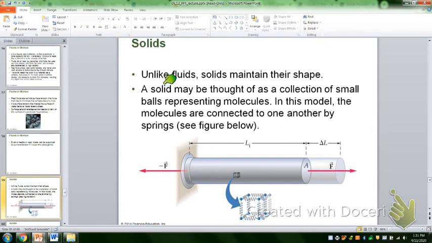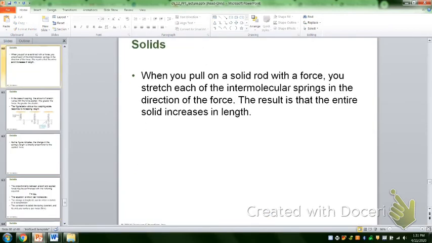A solid may be thought of as a collection of small balls representing molecules. In this model, the molecules are connected to one another by springs. So they're basically saying you've got all these little molecules, and you can think about them as being attached by a spring. And that's what allows things to, we talked about thermal expansion.